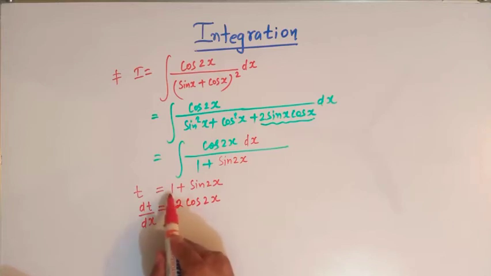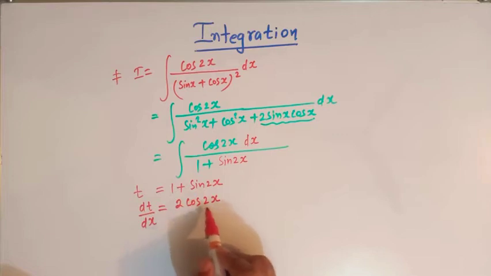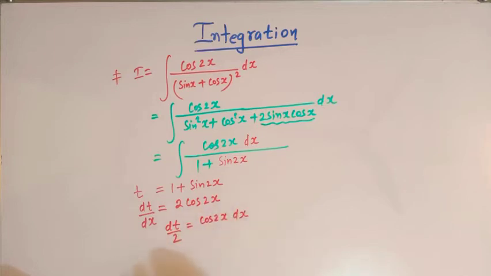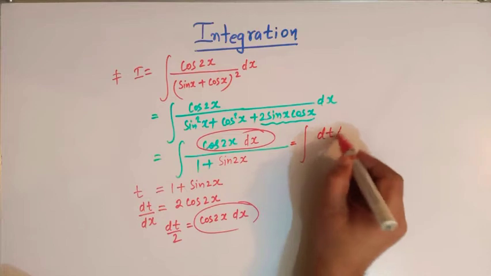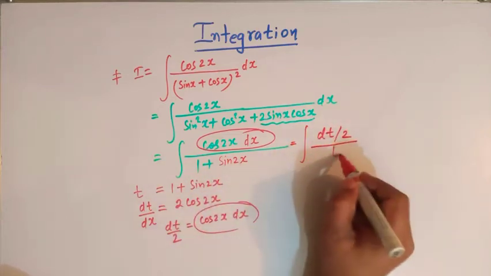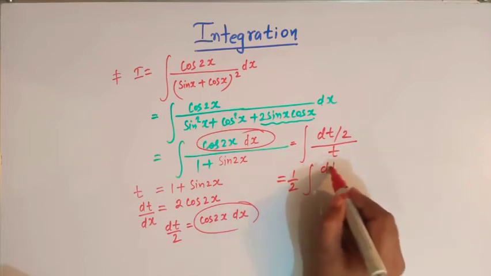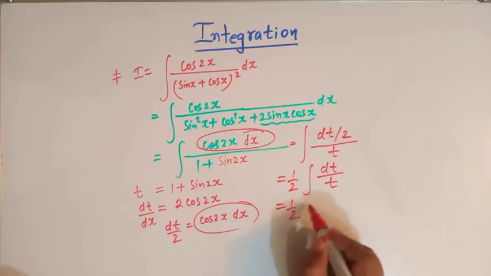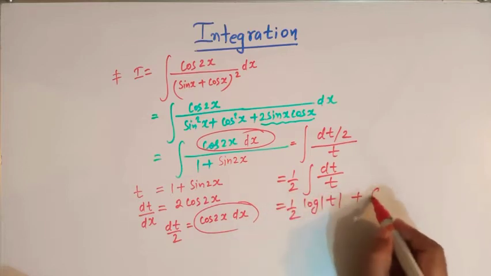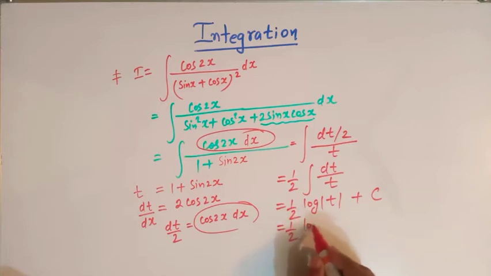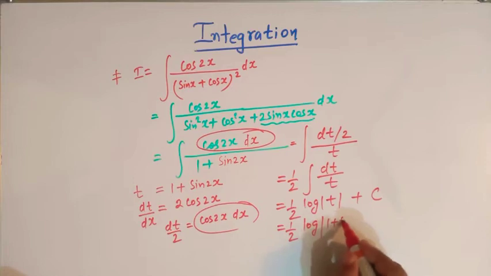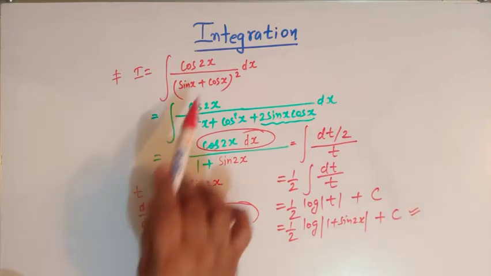Because the derivative of 1 is 0 and the derivative of sin 2x is 2 cos 2x, dt over 2 is equal to cos 2x dx, right? Now for this cos 2x dx, we can write dt by 2, and 1 plus sin 2x is t. So this is half integral of 1 over t, and this is half log t plus c, right? Because the integral of 1 over t is the log of t, and here we have half log of 1 plus sin 2x, plus c. So this is the required integral of this function.